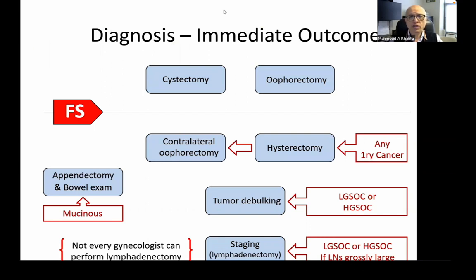What did she do? She went down the list. She removed the uterus, obviously. She removed the other ovary, and she did tumor debulking. She didn't do staging. The patient was not fit for lymphadenectomy. So the surgery stopped at that point.